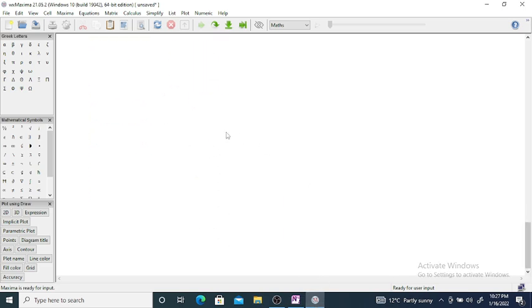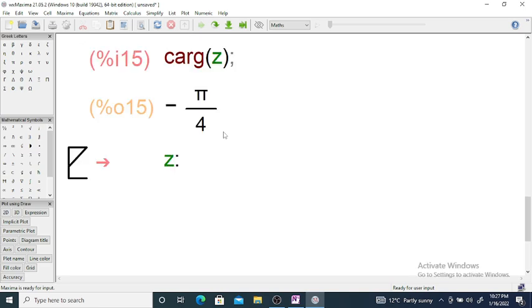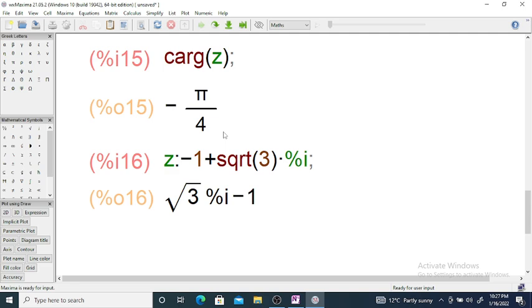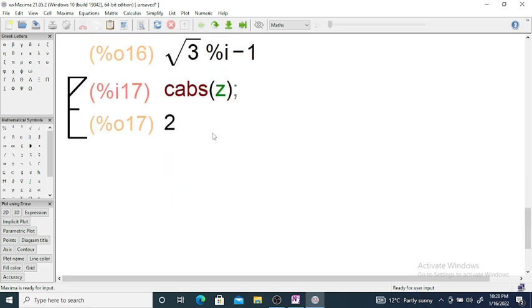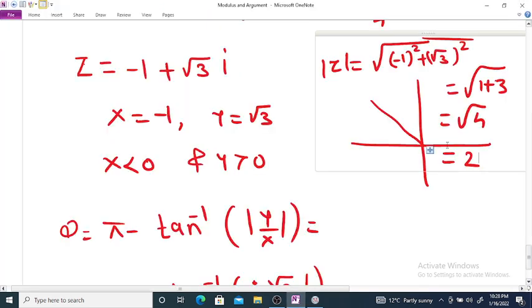So if we take one more, say here z is equal to -1 plus square root of 3 into i, and this is the complex number, and if we use cabs of z, you can check it is equal to 2. So modulus of z is equal to 2, you can check here.